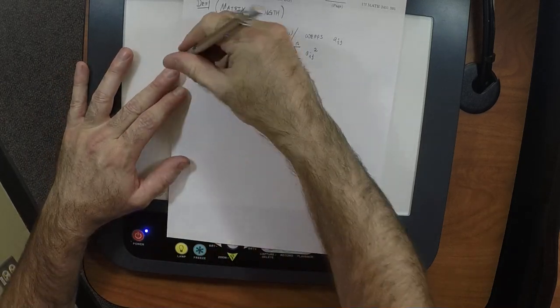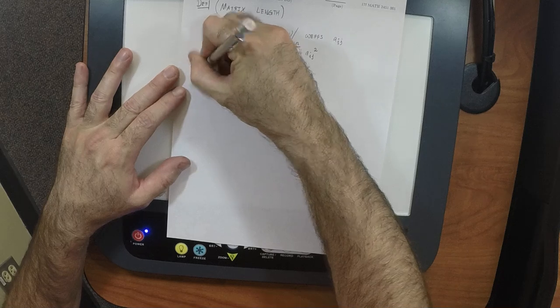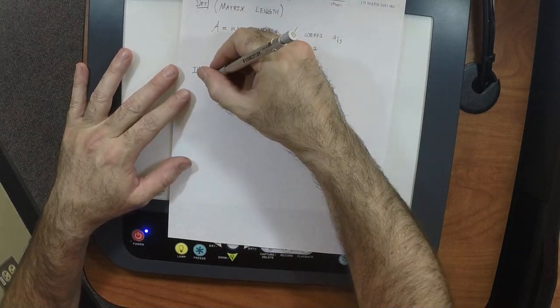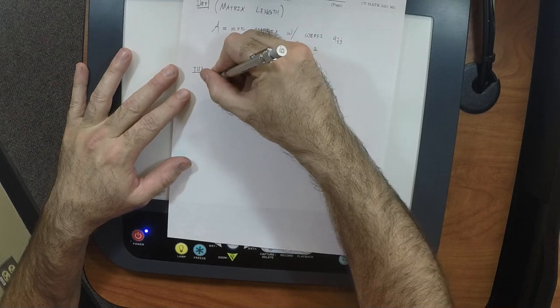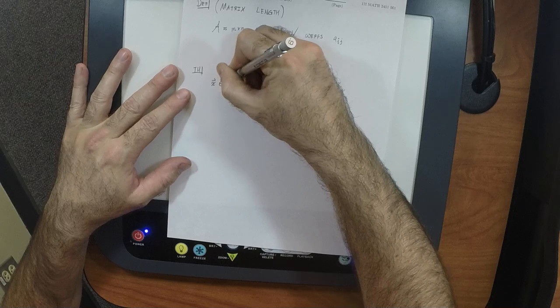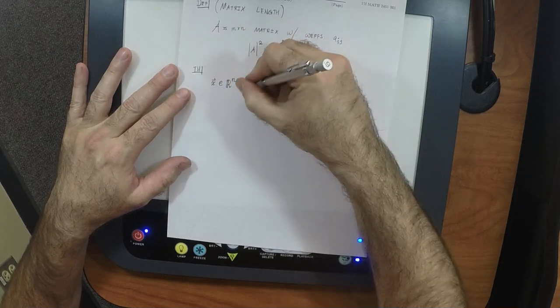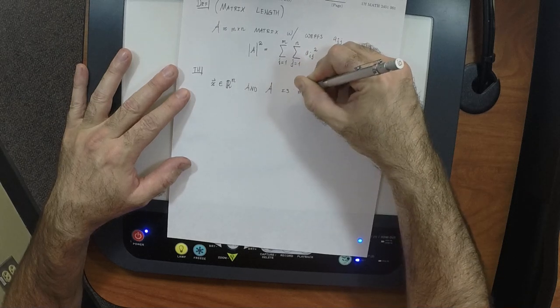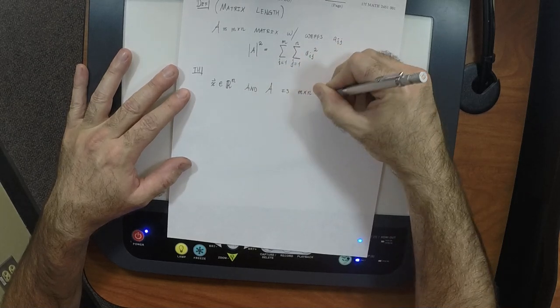Okay, and then a theorem that we'll need later that we won't prove today is the following. So if we say that x is an element of Rn and A is an M by N matrix.